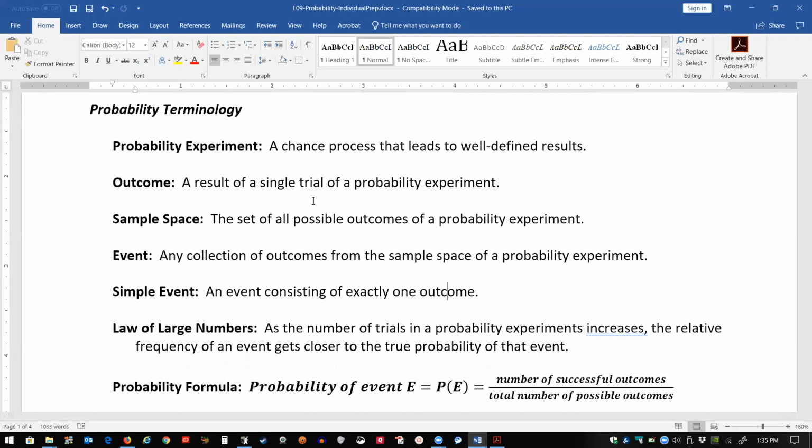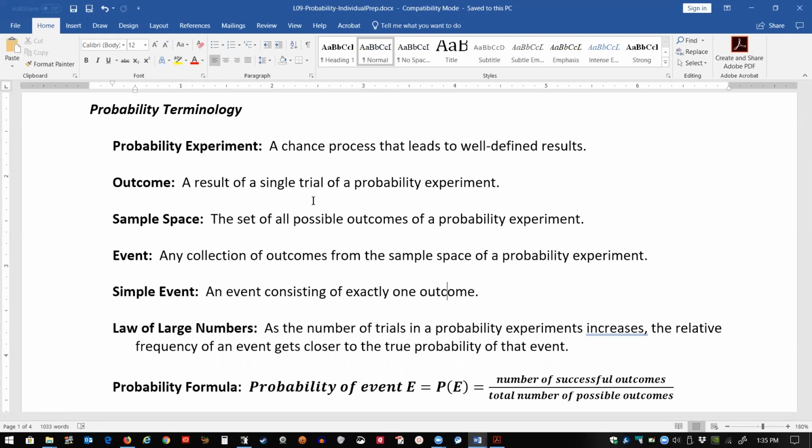But basically, a probability experiment is any set process where some kind of a chance is involved and we have well-defined results. So for example, if I'm rolling a standard six-sided die, that is an example of a probability experiment. If I flip a coin, that's a probability experiment, right?